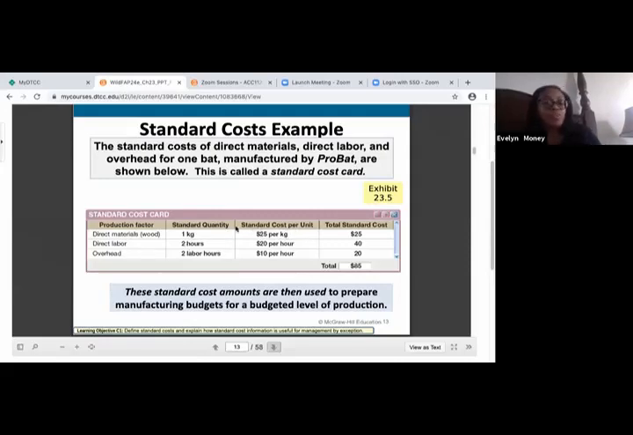And then we have the standard cost per unit. So for materials, that's $25 per kilogram. And then we have our wage rate. This is what we plan to pay based on our predetermined set figures. And this is the predetermined overhead rate based on those preset figures.